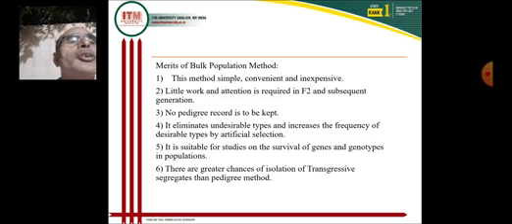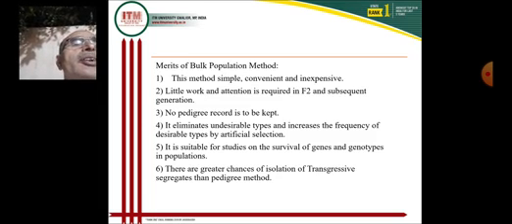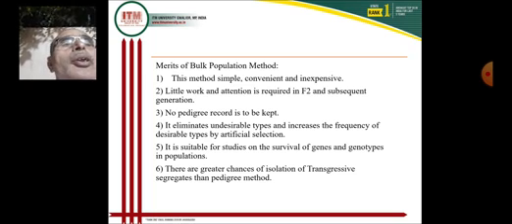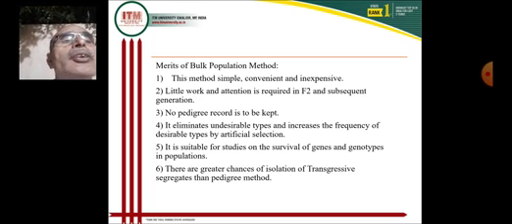Merit of bulk population method. This method is simple, convenient and inexpensive, because only one time there is skilled work, in which hybridization is carried out, and after hybridization the progenies are handled as a commercial crop, so it is convenient and there is no extra expense.